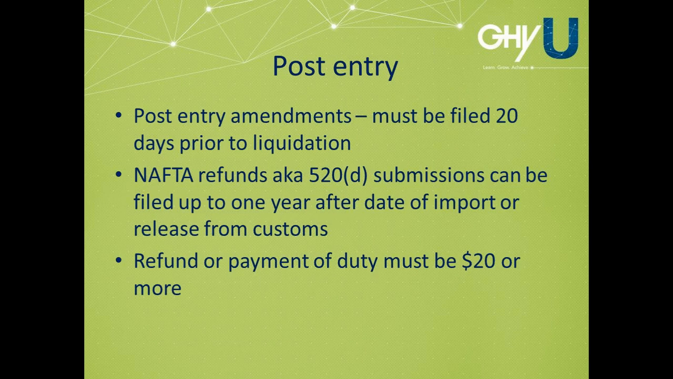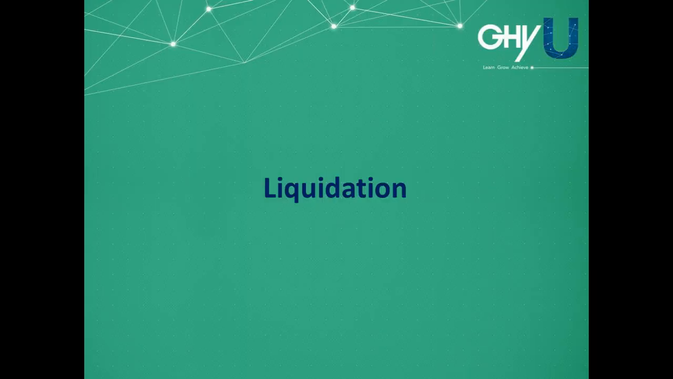For example, if you are unable to provide the appropriate information that supports a claim of 9801 for U.S. goods returning at the time of entry summary filing, you can submit a post-entry amendment with the substantiating information and request a refund of the duties paid under the general tariff rate. NAFTA refunds can also be submitted in this fashion for up to 1 year after the date of import.